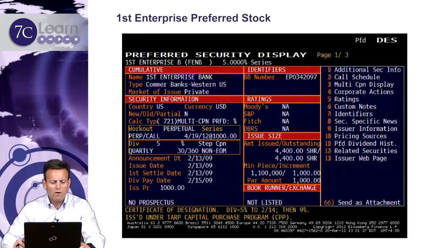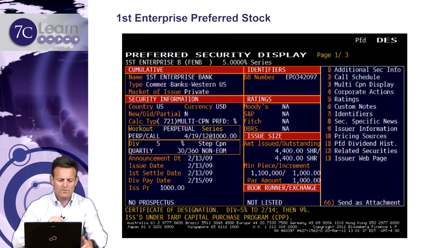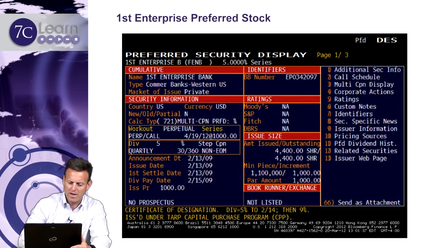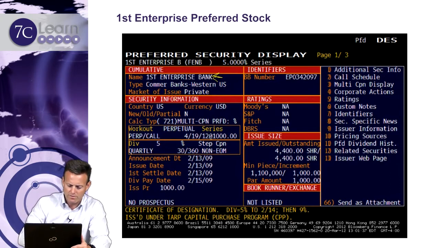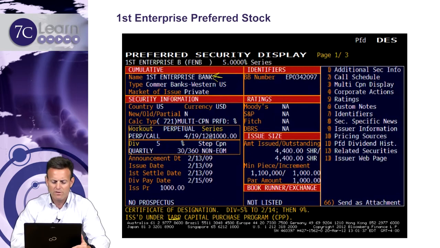I've also now put together another slide for you. This is a preferred stock. This preferred stock is for First Enterprise Bank, a financial institution. This particular security happened to be issued during the TARP program, under the TARP Capital Purchase Program, and TARP is Troubled Asset Relief Program.